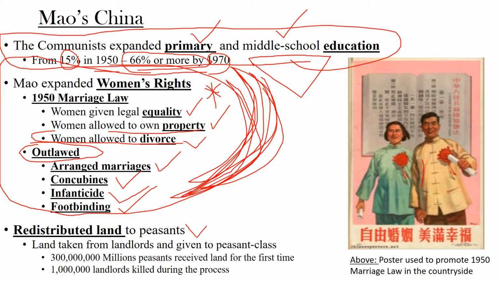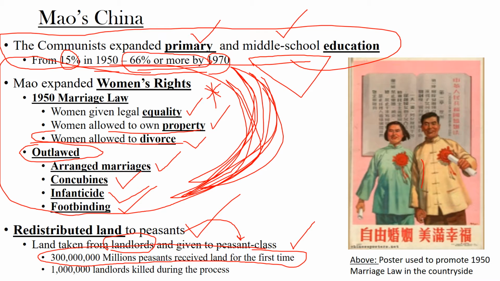And he does redistribute land to peasants. Land is taken away from landlords and given to the peasant class. And so, in this initial period of communist rule, nearly 300 million peasants, because again, most of the population of China were agricultural peasants, are given land for the first time. For the first time in possibly their entire family history dating back millennia, they are landowners in control of their own economic future and destiny.